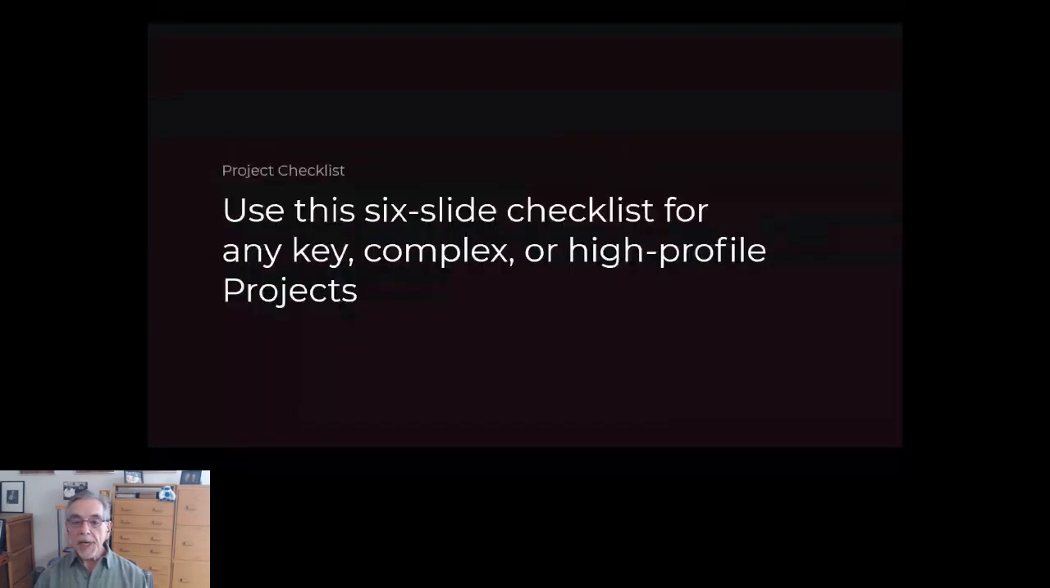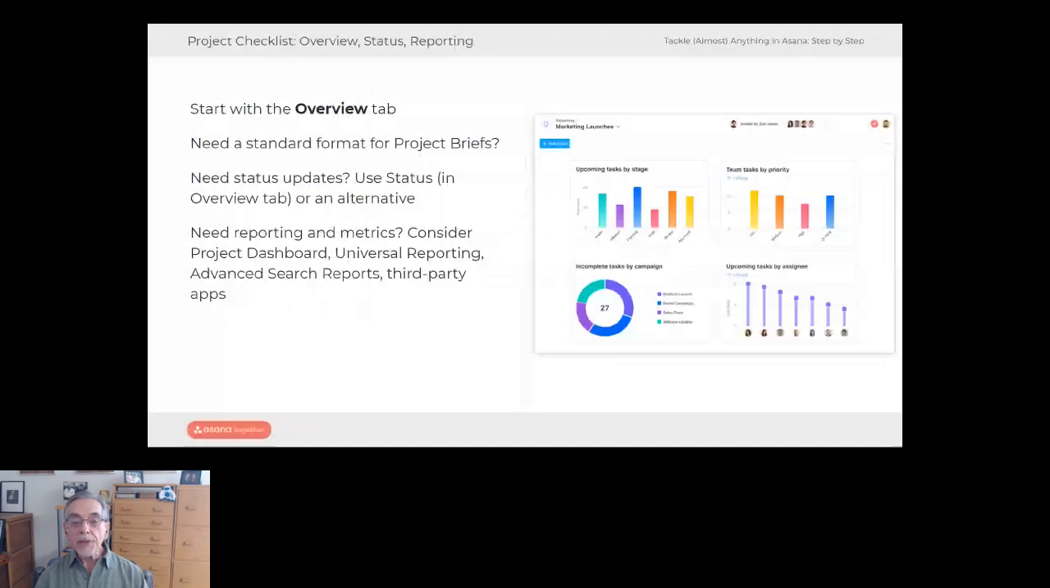So this checklist, you would use it for any key important projects. And we just saw in the last step of the recipe that it recommended using this checklist to apply it to any newly created projects. But you can also use the checklist for any existing projects as kind of an audit and a means to possibly improve them. A good starting point with projects in general is with the Overview tab. So let's get a look at that.